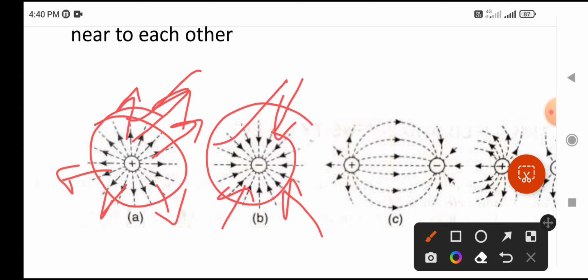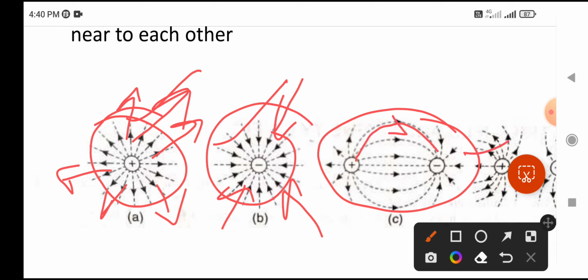Otherwise, if there are two opposite charges, then what happens? Electric lines start from the positive charge and end at the negative charge. So they travel in this direction. Now it is a curve, like this on this side also.